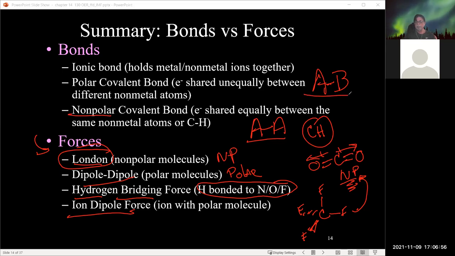Otherwise, if you have polar bonds and they don't cancel out, then you assign either a dipole-dipole force, or if it's hydrogen bonded to nitrogen, oxygen, or fluorine, then you assign hydrogen bonding. So that summarizes those aspects.